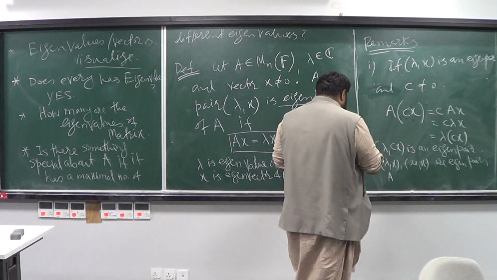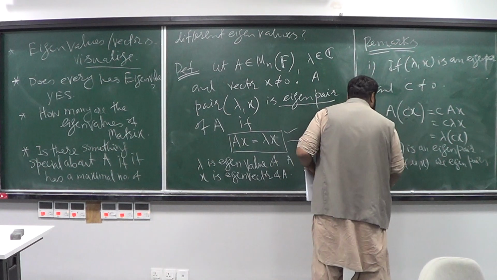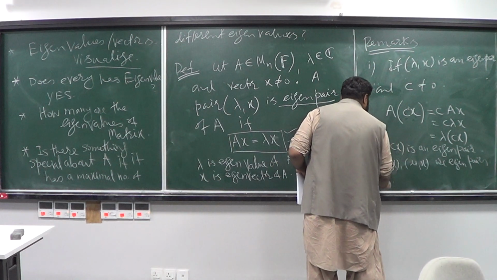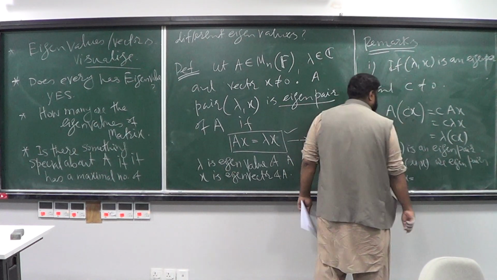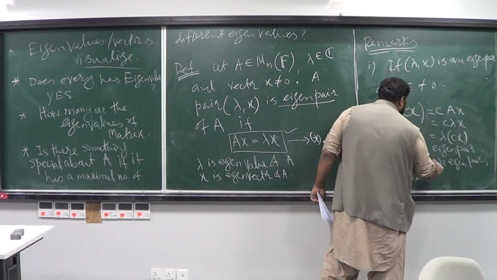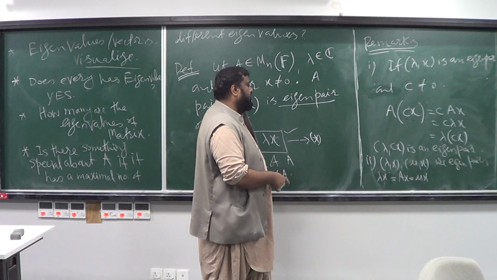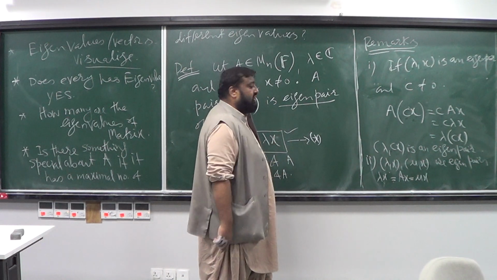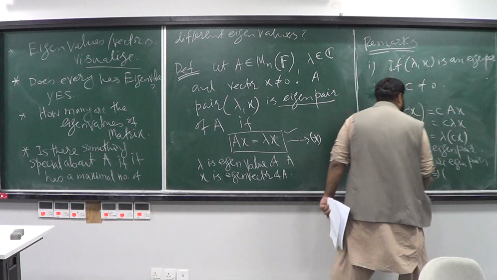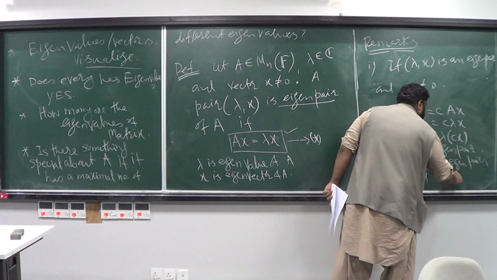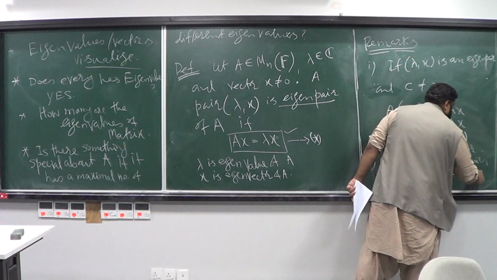So if you take, for example, lambda x, I know that this is going to be Ax, but this Ax is also mu x, because mu and lambda are the eigenvalues of the matrix A corresponding to eigenvector x. So this means that if you take this to the other side, (lambda minus mu) multiplied by x would be 0.